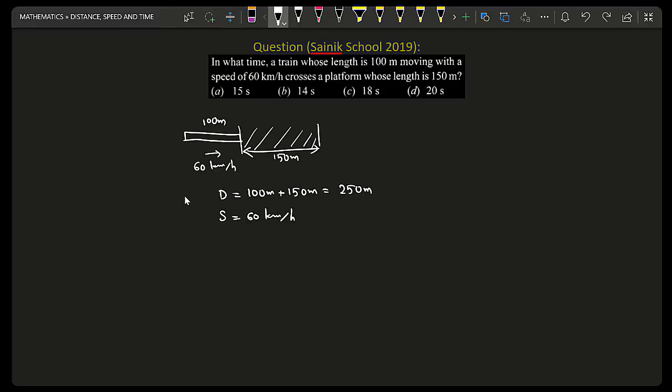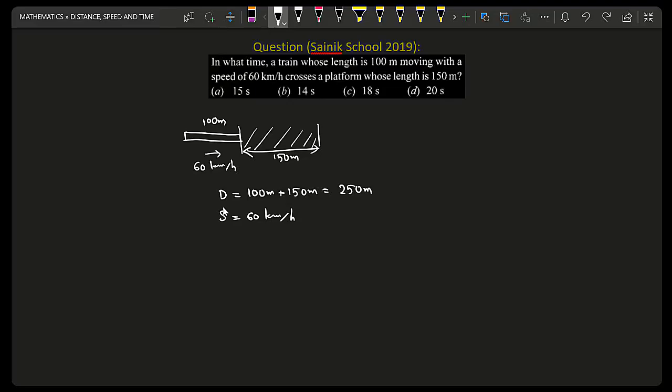Yes, sir. First of all, Manaswini, you take a look at the options. The options have which units? Meter per second. That means better you take meter per second. How to convert kilometer per hour to meter per second?